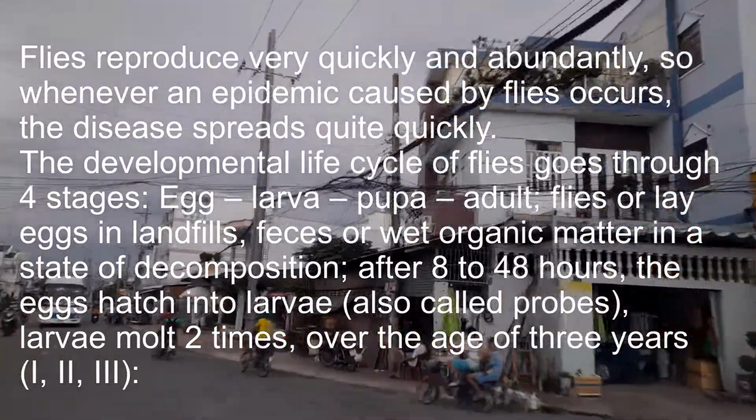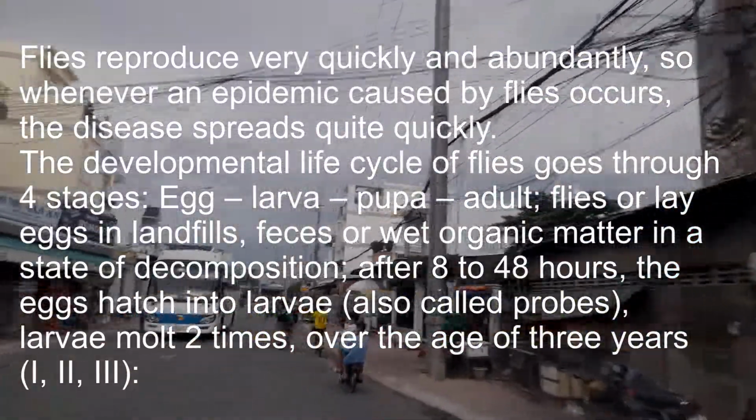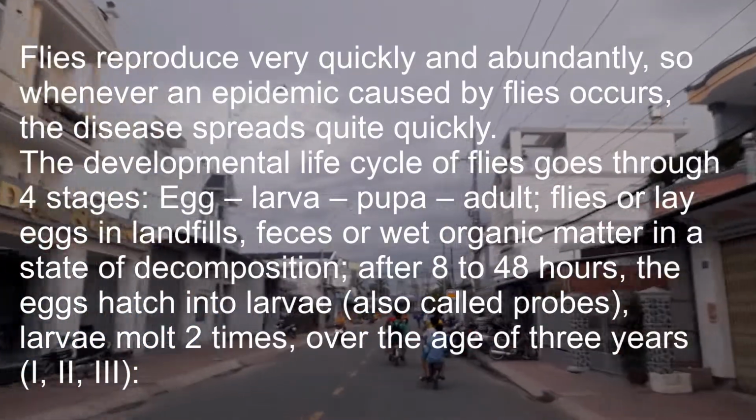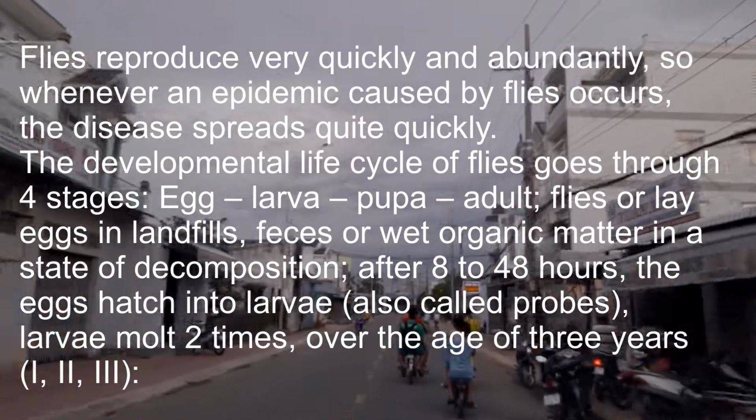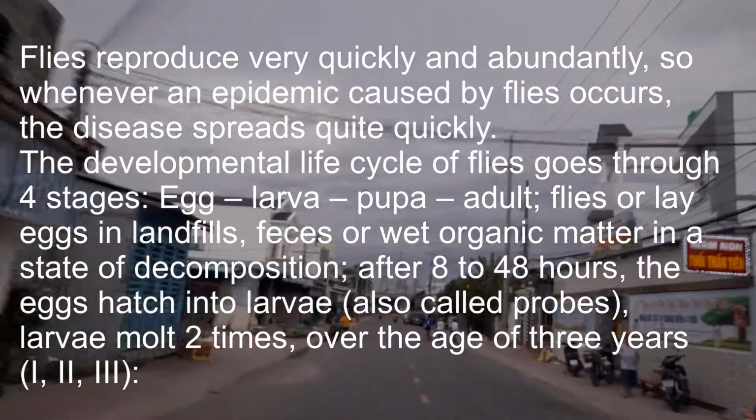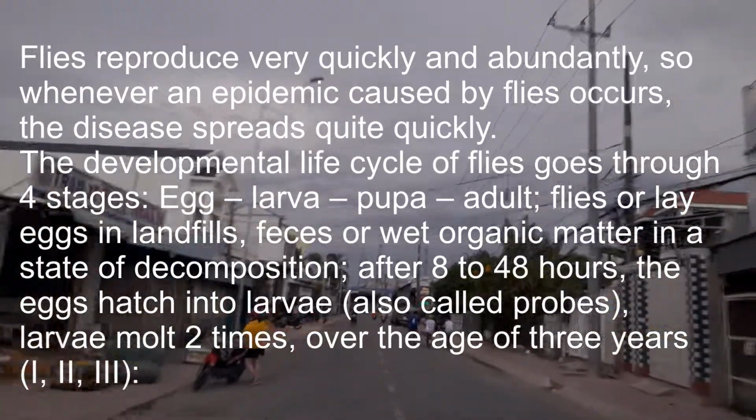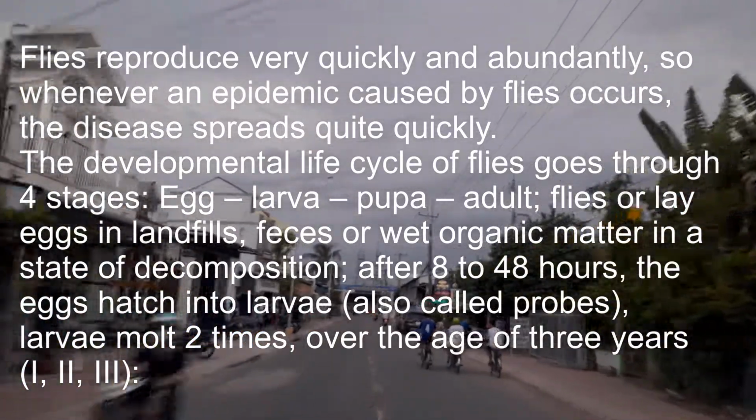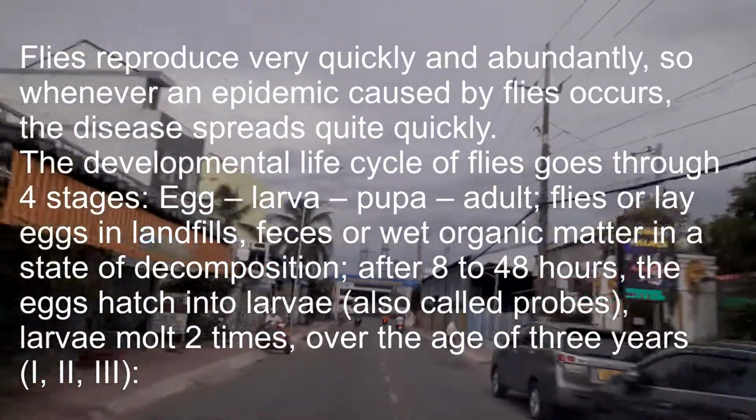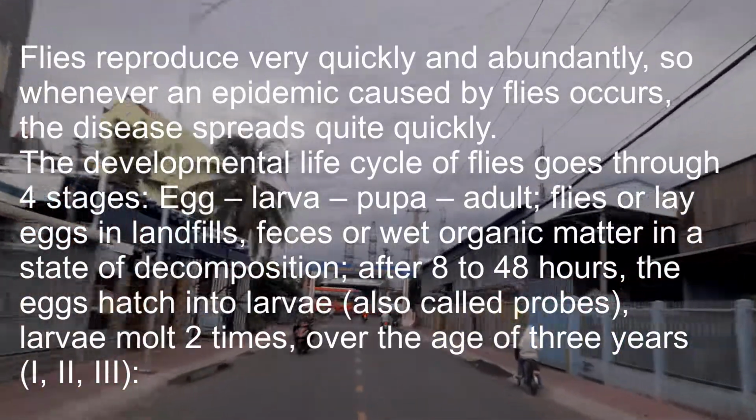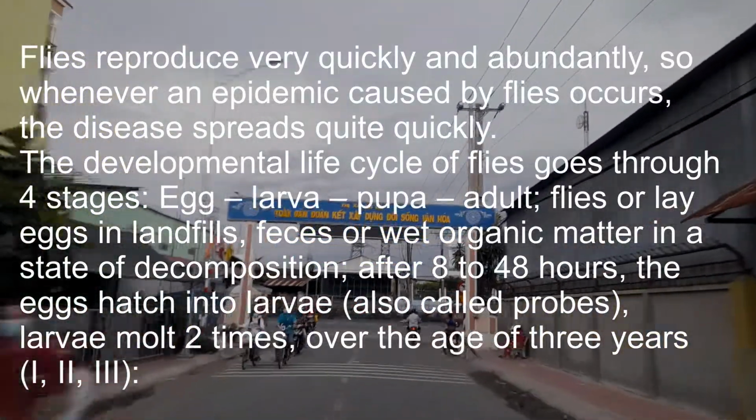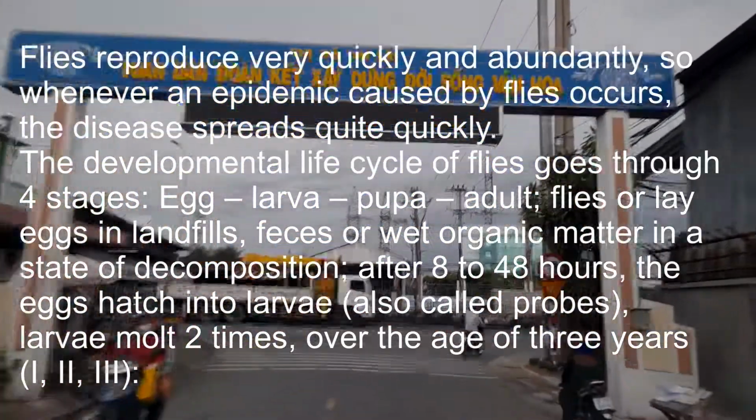Flies reproduce very quickly and abundantly, so whenever an epidemic caused by flies occurs, the disease spreads quite quickly. The developmental life cycle of flies goes through 4 stages: egg, larva, pupa, adult. Flies lay eggs in landfills, feces, or wet organic matter in a state of decomposition. After 8 to 48 hours, the eggs hatch into larvae, also called probes.